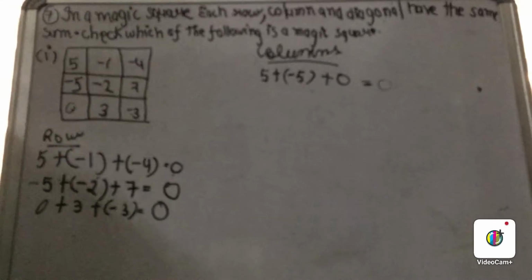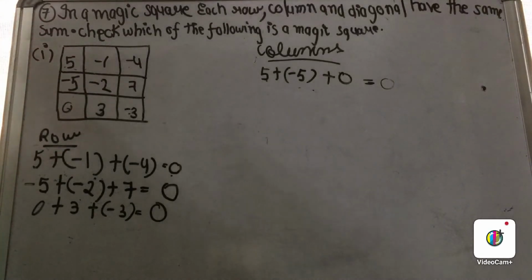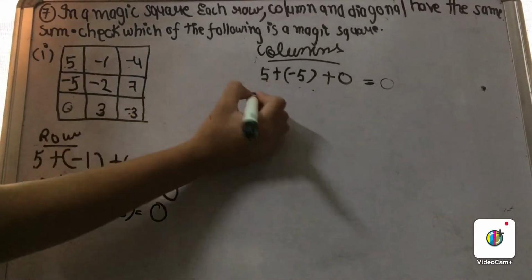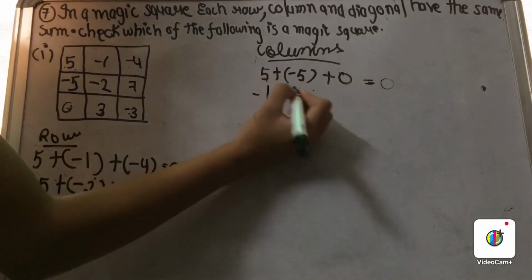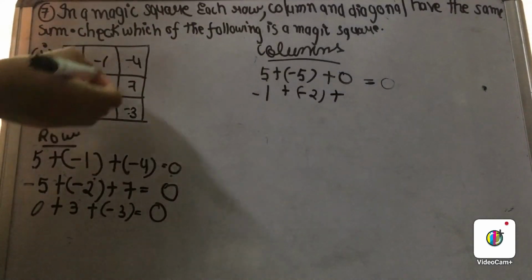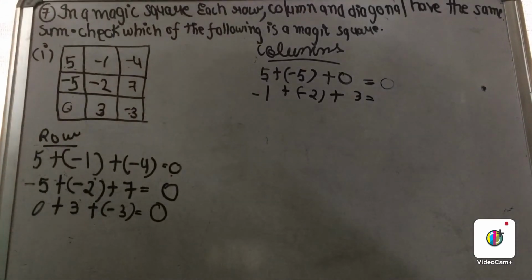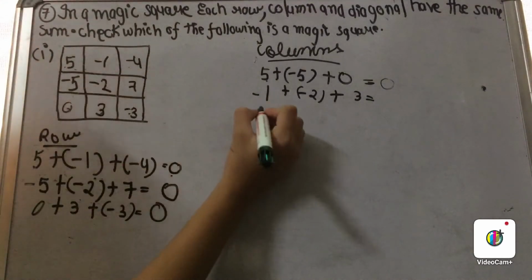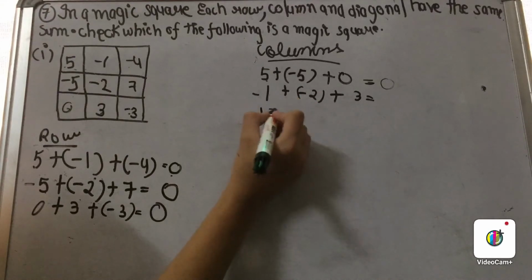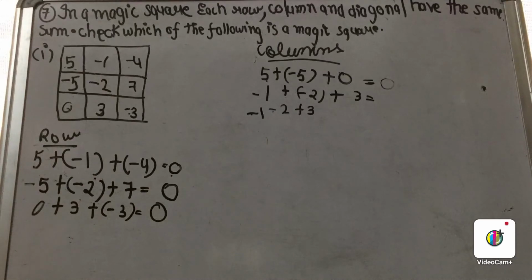So now what is our next column? Our second column is -1, -2 and 3. So now let us solve it. -1 plus -2 plus 3. So now let us solve the equation. -1 plus -2 plus 3.